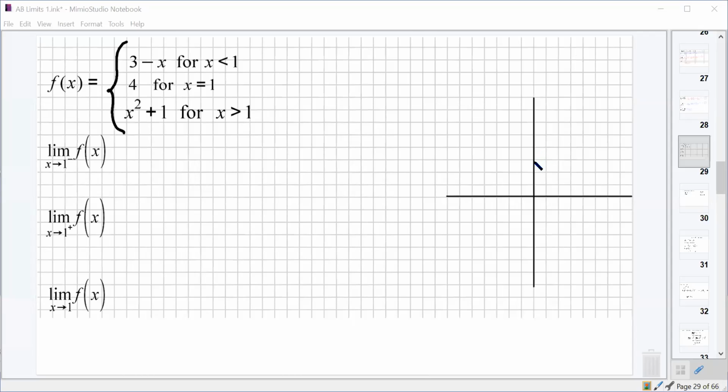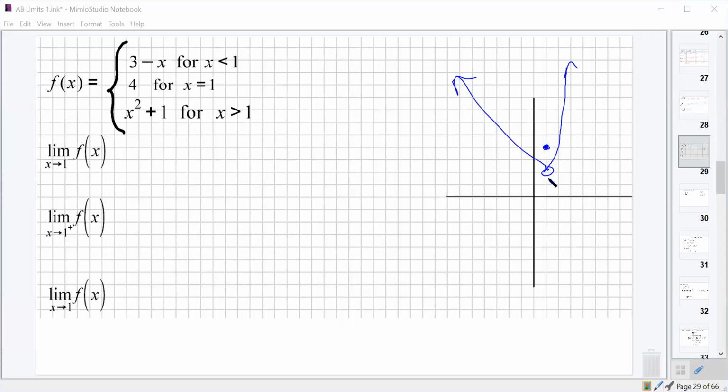You should have had an open circle here, and 3 minus x would, well, that doesn't look like a line. 3 minus x should have looked something, that looks better. Should have looked something like that. And then at x equals 1, it should have been 4. And then to the right of this, it should have been going up like a parabola. This doesn't look much like a parabola. That looks better. Is that basically what you had for your graph? Yes. All right, perfect.